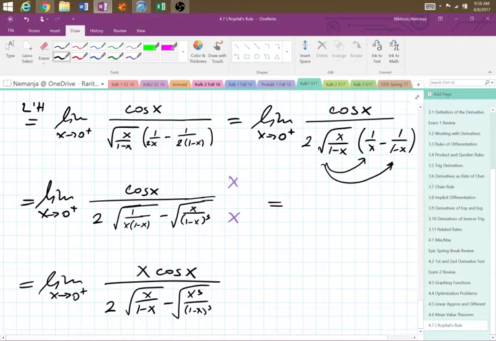I forgot these parentheses. There need to be brackets over here because 2 multiplies everything. Alright, so now when you plug in 0, the entire denominator is 0 and the top is 0, and we are back where we started. Did not achieve anything.